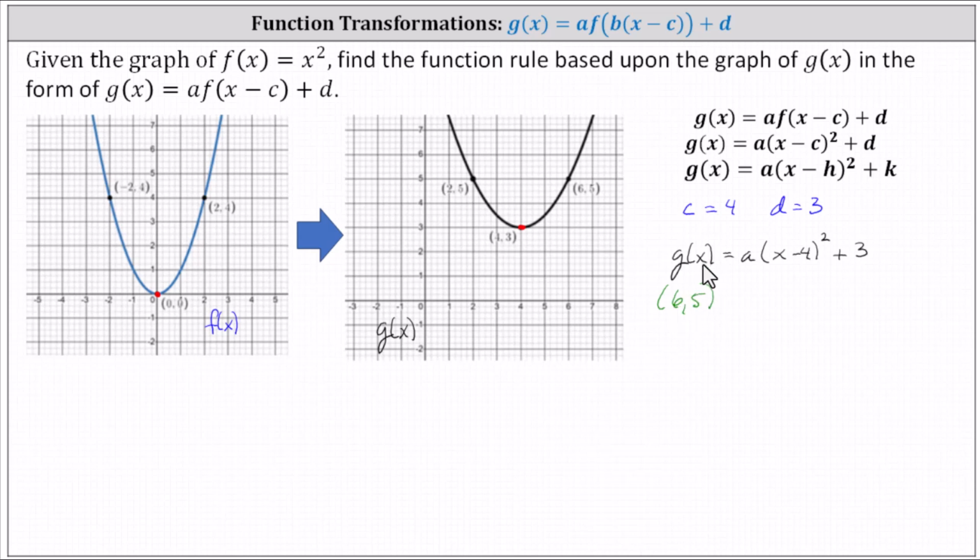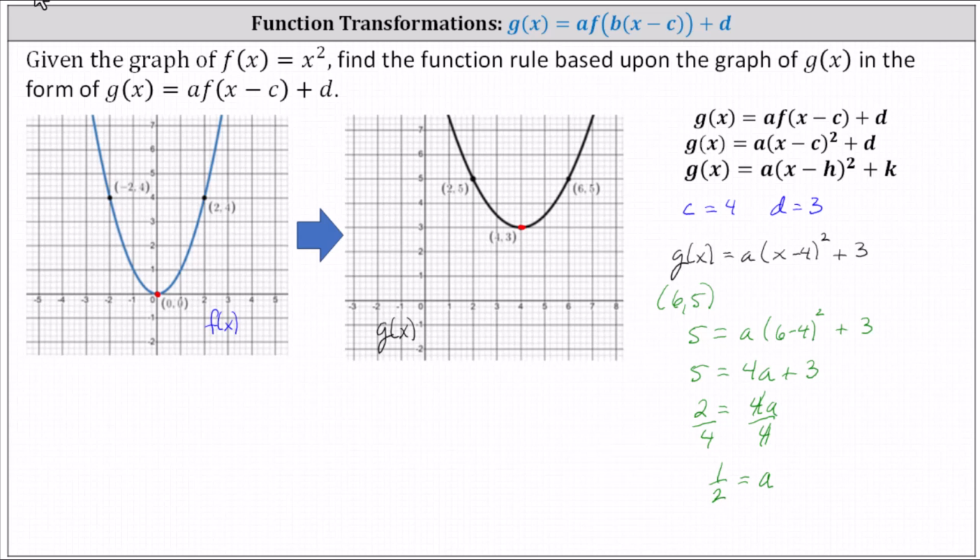we would substitute 5 for g of x and 6 for x, which gives us 5 equals a times the square of 6 minus 4 plus 3. 6 minus 4 is 2, 2 squared is 4, 4 times a is 4a, giving us 5 equals 4a plus 3. Next, we would subtract 3 on both sides, which gives us 2 equals 4a. Next, divide both sides by 4. Simplifying, we have a equals 2/4, which simplifies to 1/2.